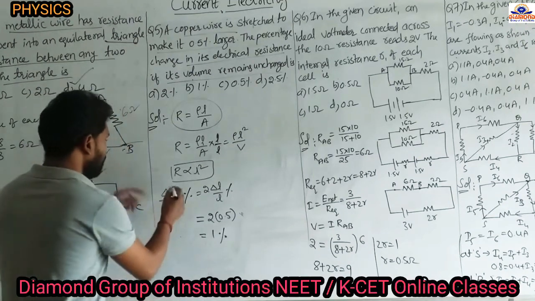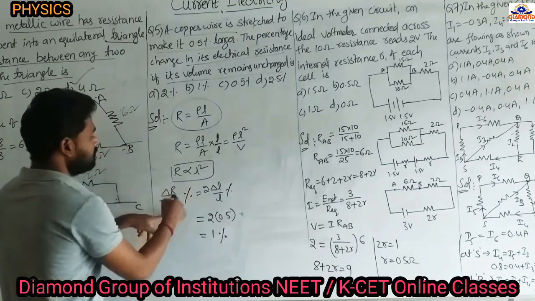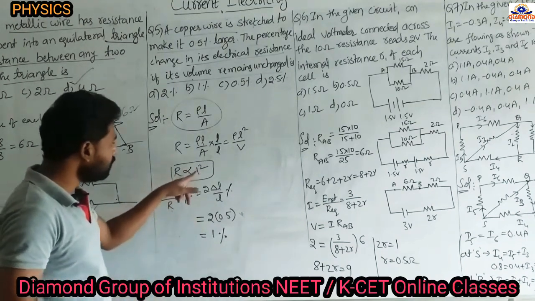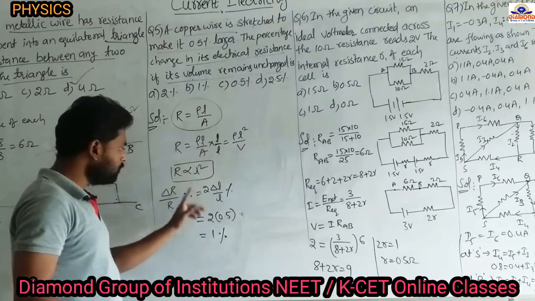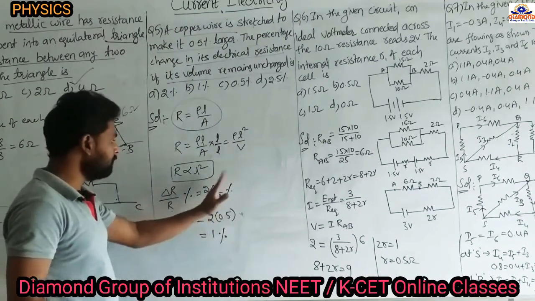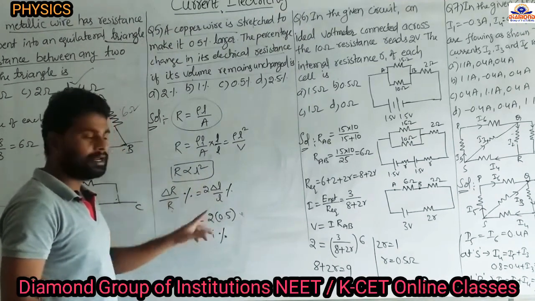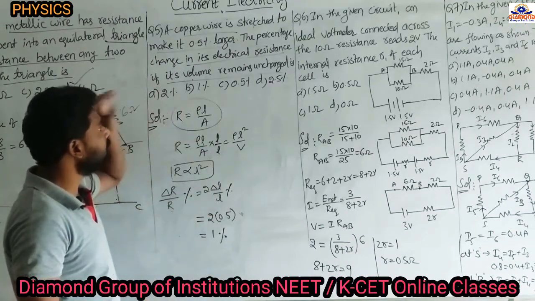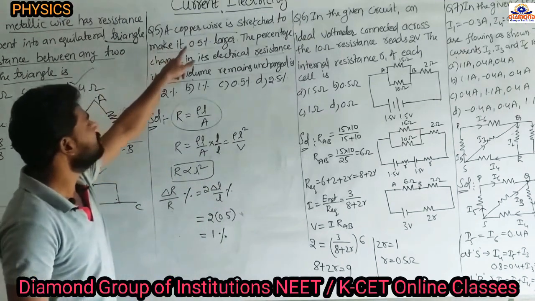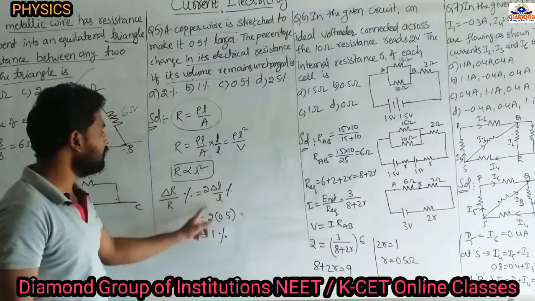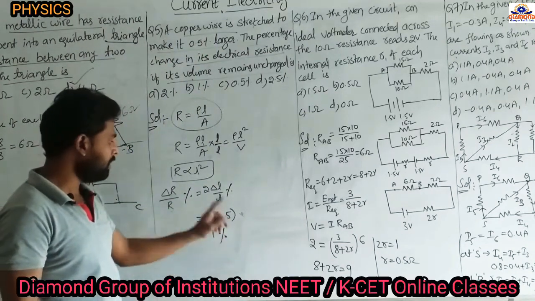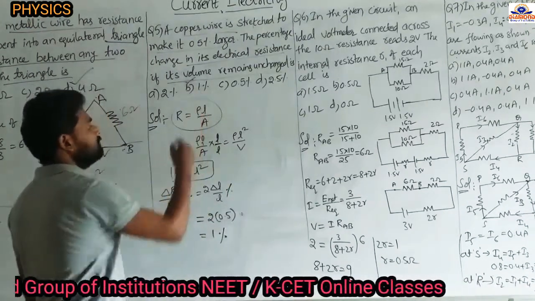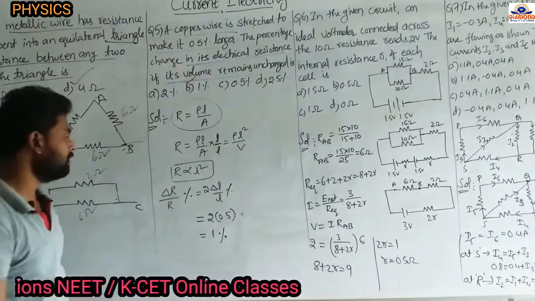See now, del R by R, the change in resistance with respect to the initial resistance, in percentage, is equal to 2, since L square is there, we just have to write 2 in front of it. So 2 into del L by L percentage. The percentage increase in length is 0.5%. So 2 into del L by L equals 2 into 0.5, equal to 1%. 1% is the right answer. In this way we can do it easily.